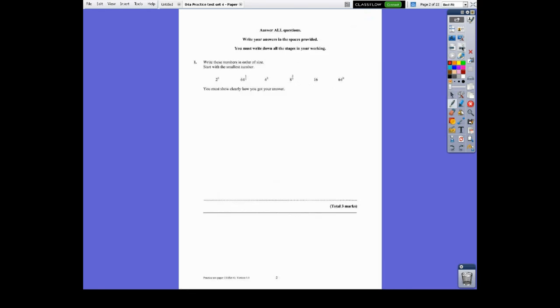Question 1. Write these numbers in order of size, starting with the smallest. If we evaluate each of these, 2 to the power of 5 means 2 times 2 times 2 times 2 times 2, which is 32. 64 to the power of a half. When you've got a fraction as an indice, the bottom number is the root that you take. So that means find the square root of 64, which is 8.